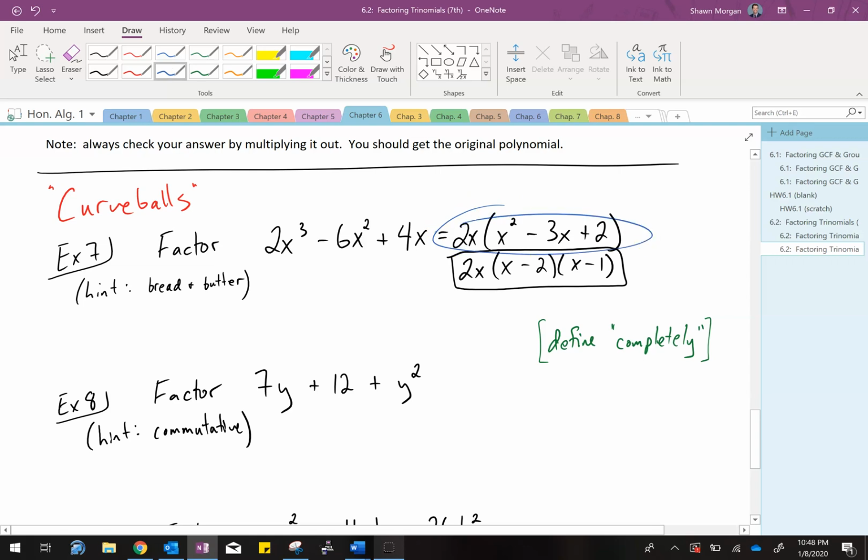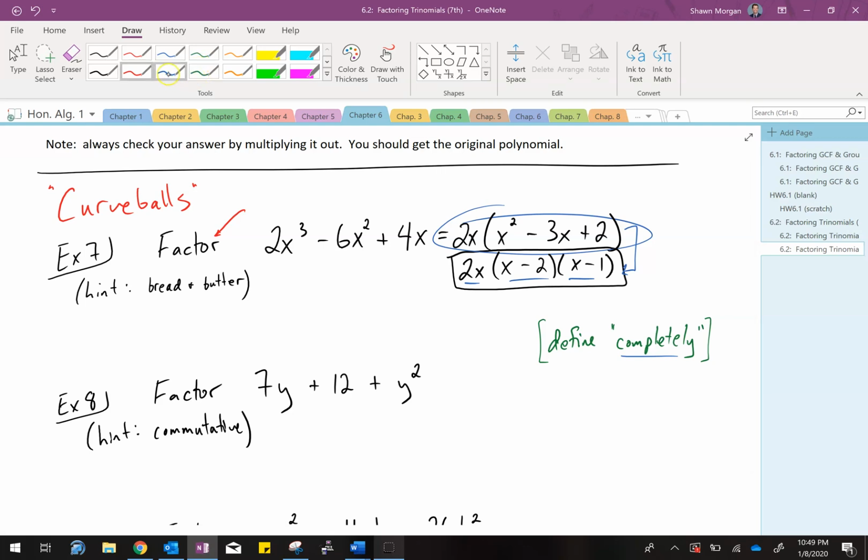To factor something completely means to factor it until each and every factor is irreducible, or is prime, or cannot factor anymore. We can't take 2x or x minus 2 or x minus 1 down any further. So we have done what's called factoring it completely. And that's an implied instruction. When you see the word factor, the instructions are implying that you should factor completely. So just keep that in mind. You've got to take it down all the way.